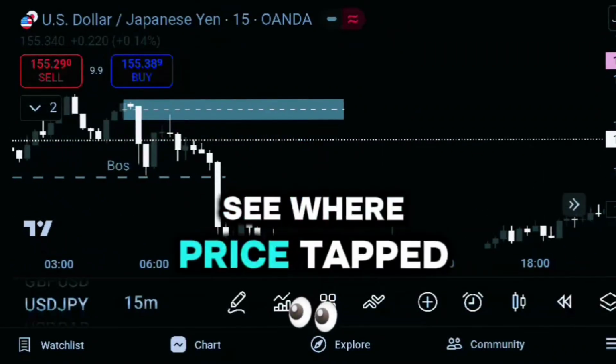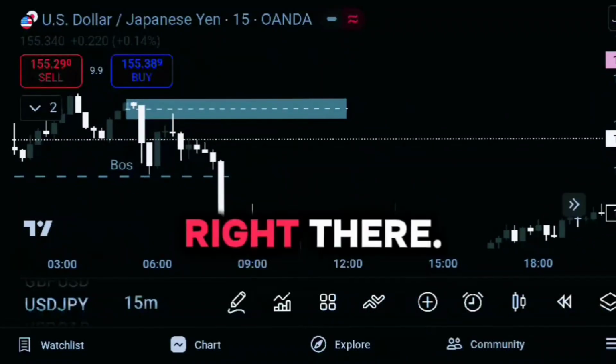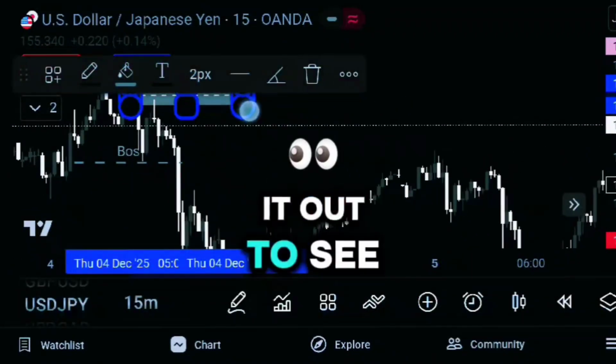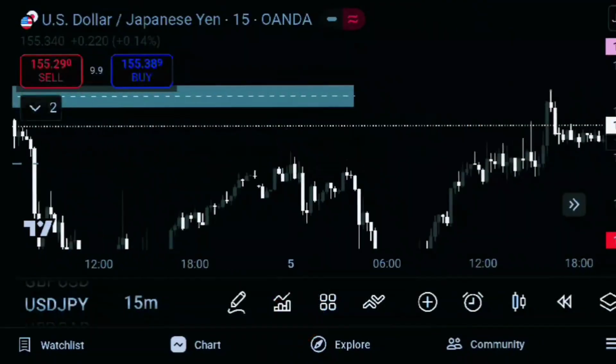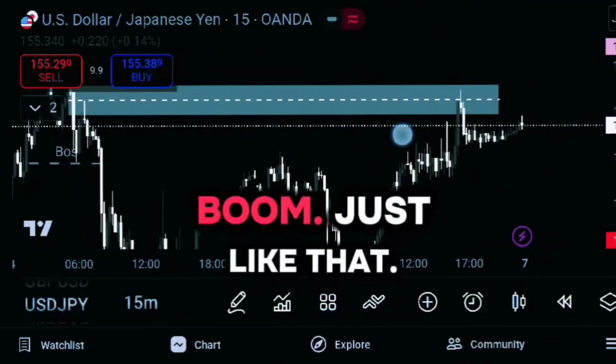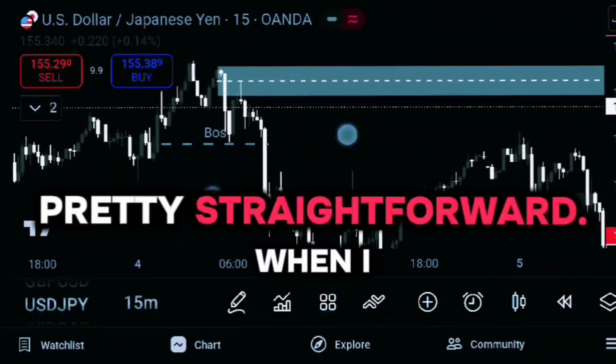And we can see where price tapped into the order block right there, and then it continued to sell off. But we're going to drag it out to see exactly how it looks. Boom, just like that. Pretty straightforward.